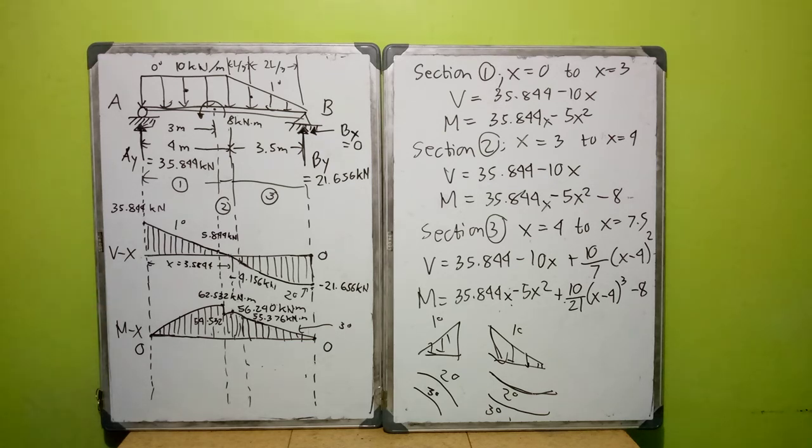So this is our example number 5 for shear and moment diagrams, part 7. Okay, so we will have another example on the next video.